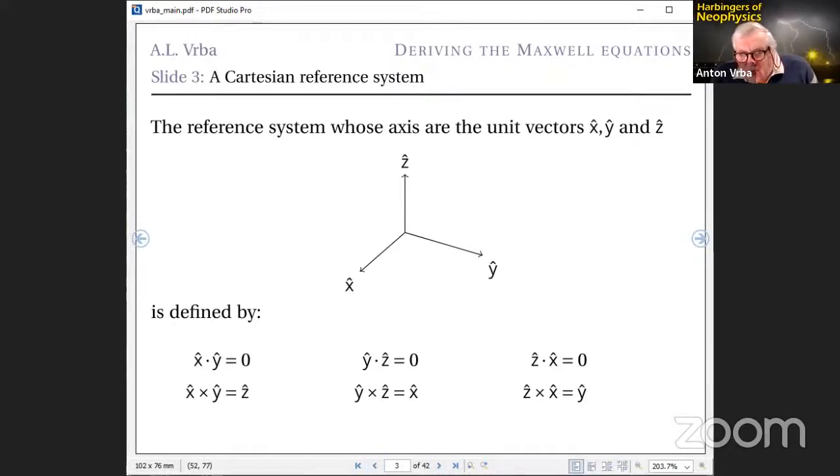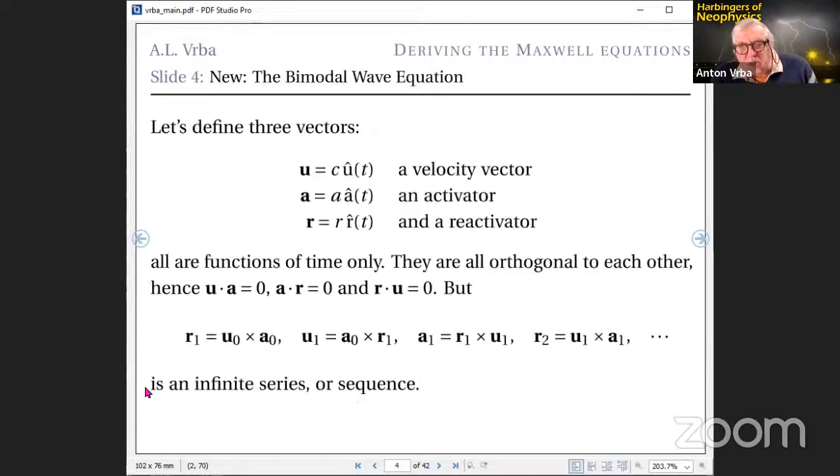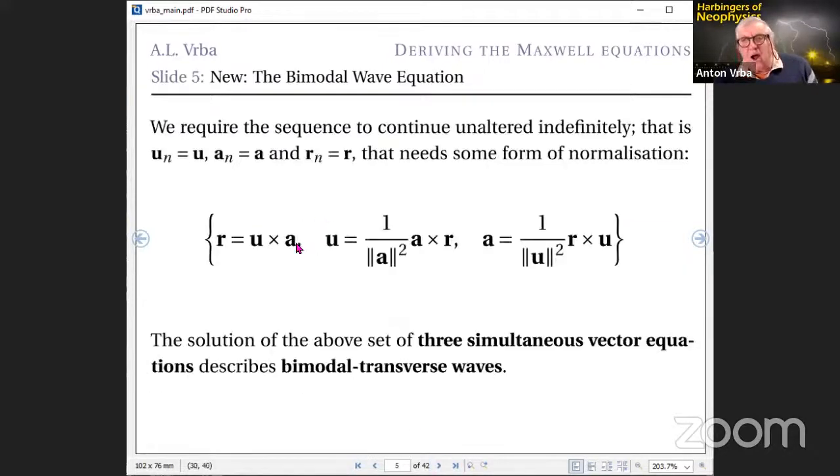But as soon as I put a scalar into it, the scalars c_a and c_r on the unit vectors u, a, and r, this sequence is now indefinite, because although the orientation is correct, the values either grow or collapse into nothing, depending on what the values of a and r are. So if I now normalize them, and I can, the sequence now carries on forever.